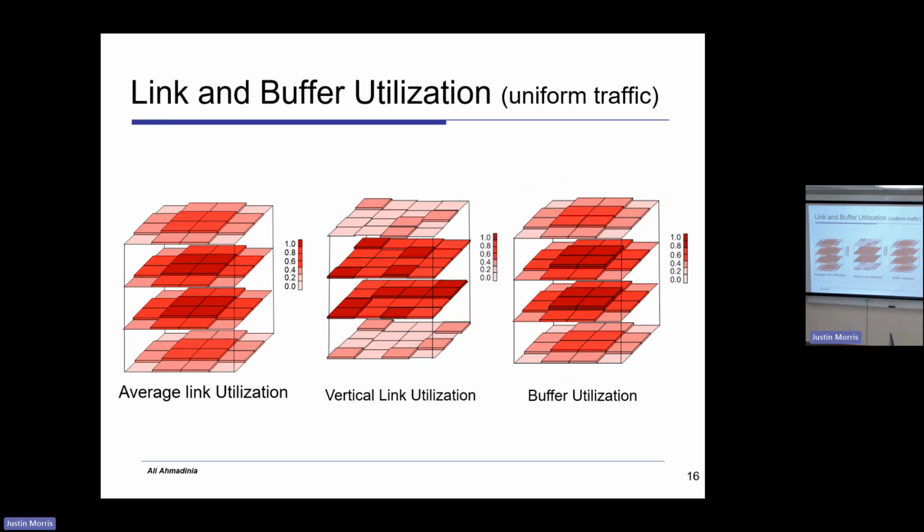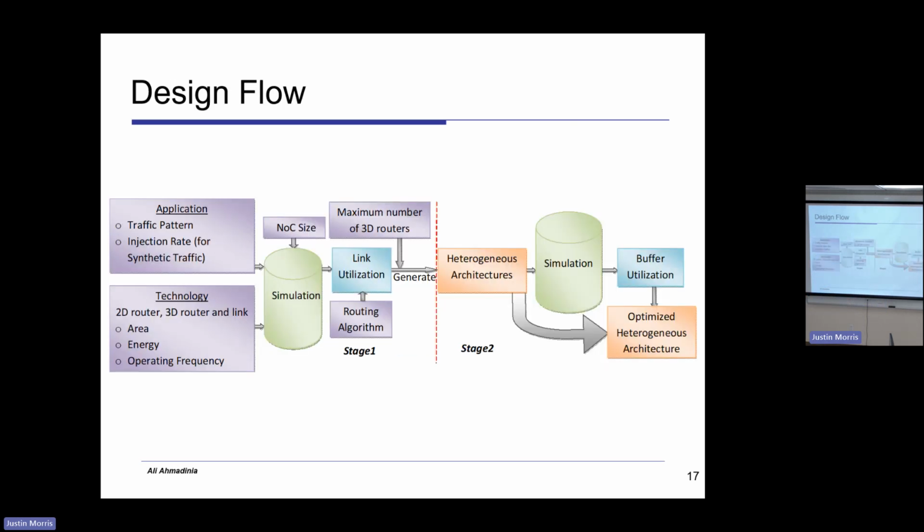In order to come up with the best patterns that we could use, we did a lot of investigations. We had a simulation system where we looked into the average link utilization: how much each of those links in a fully connected system would be used, how much the vertical links would be used, and how much the buffer would be used when you have uniform traffic in a fully connected network. Based on that utilization, we designed the patterns for where we wanted to place those 3D connections, those vertical links, in a 3D chiplet.